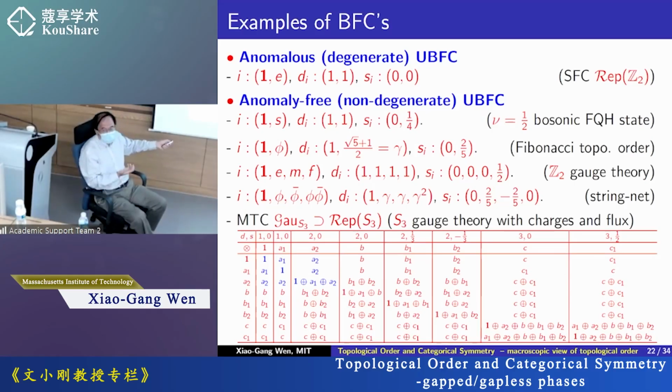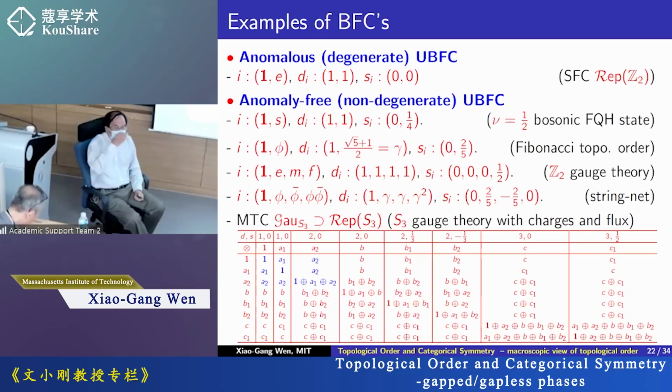C is another flux. And the fluxes are labeled by conjugacy classes. S3 has two non-trivial conjugacy classes, so there are two kinds of flux. And we have other things, which are bound states of a charge and a flux. So in total, we have a number of topological excitations in S3 gauge theory.